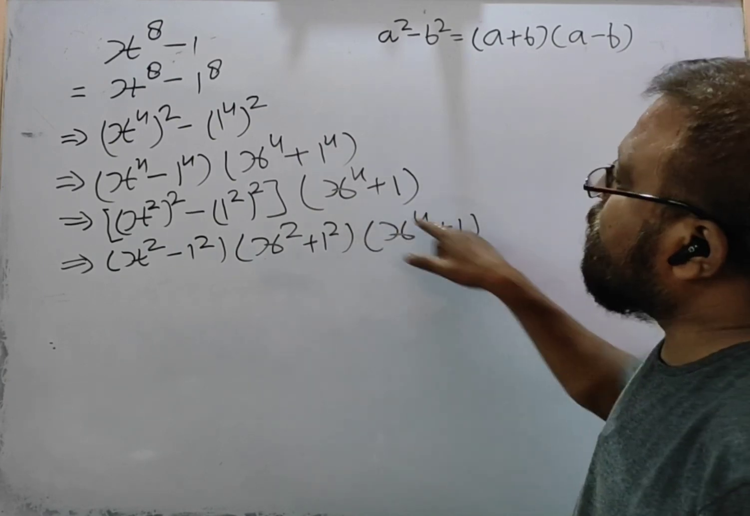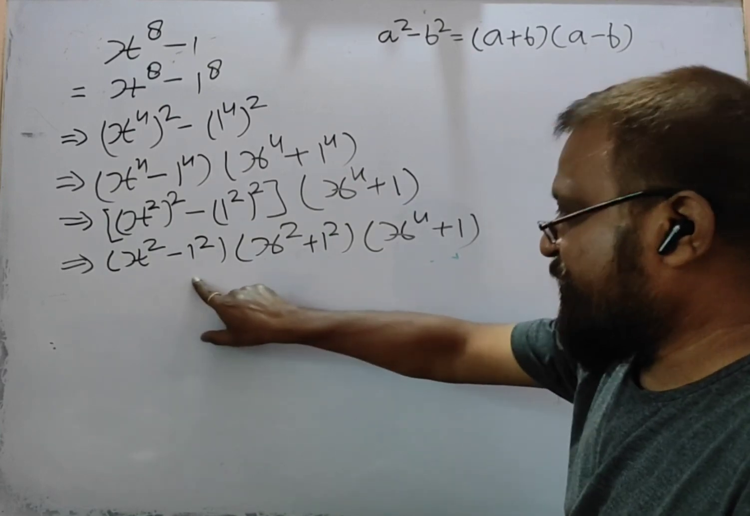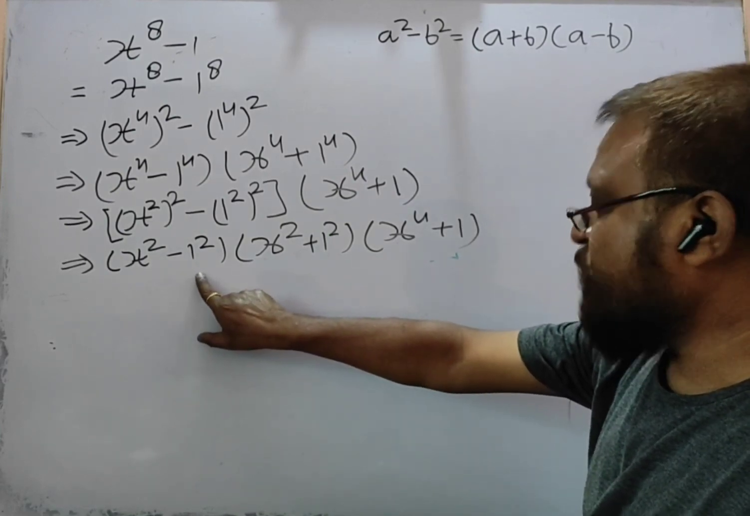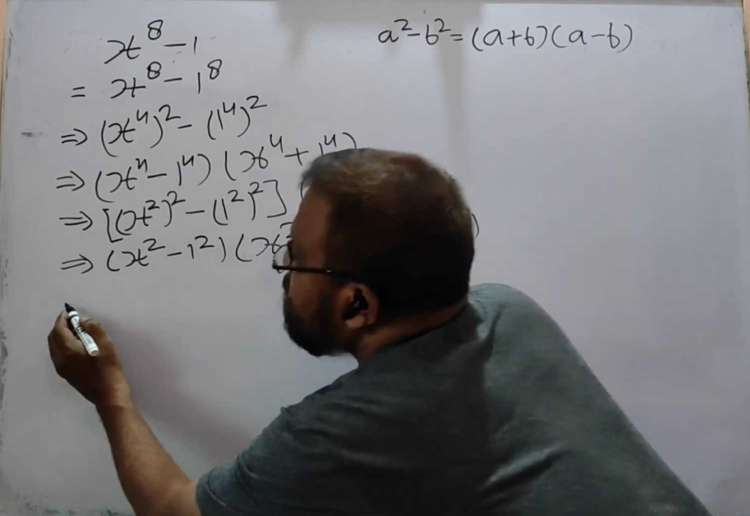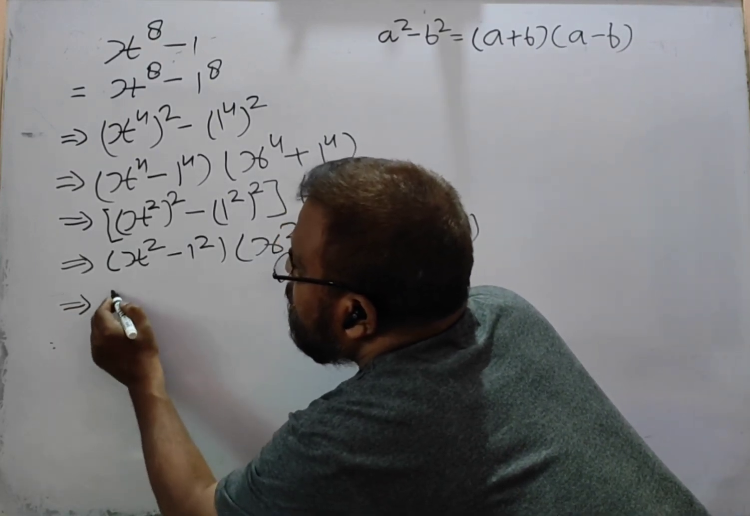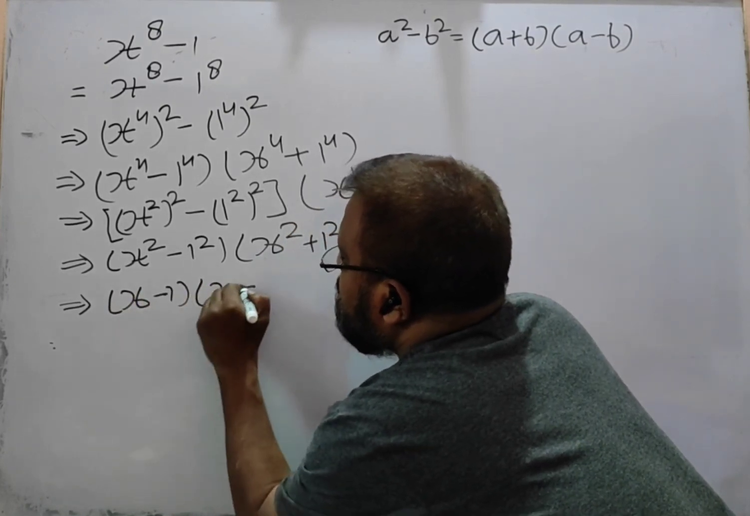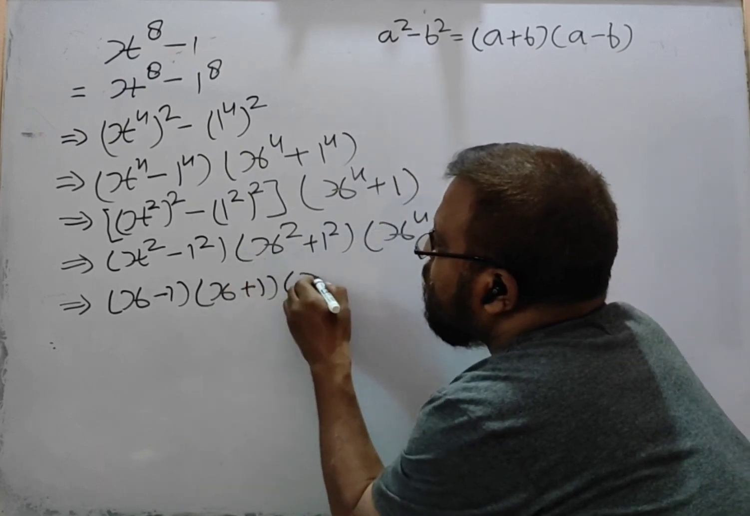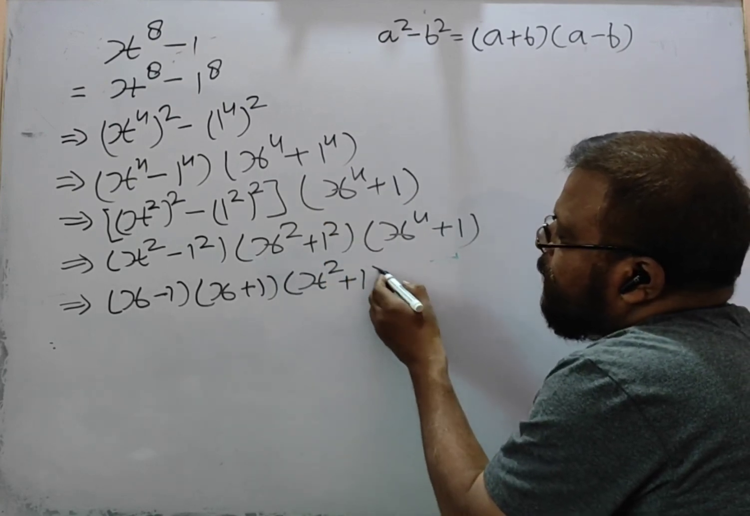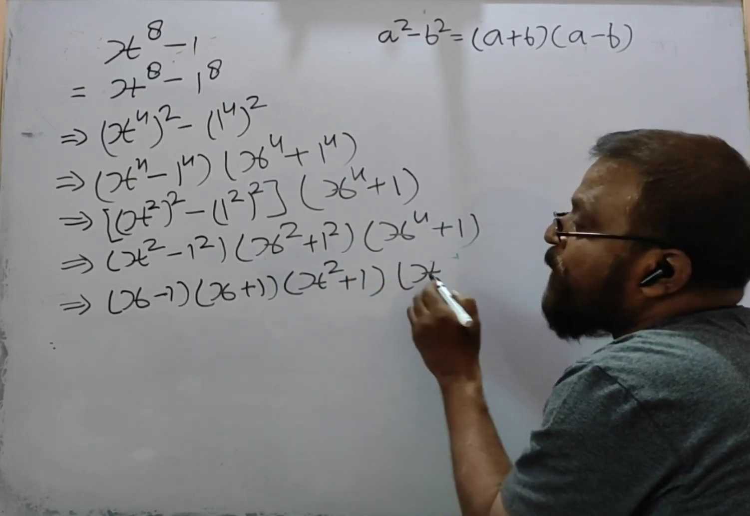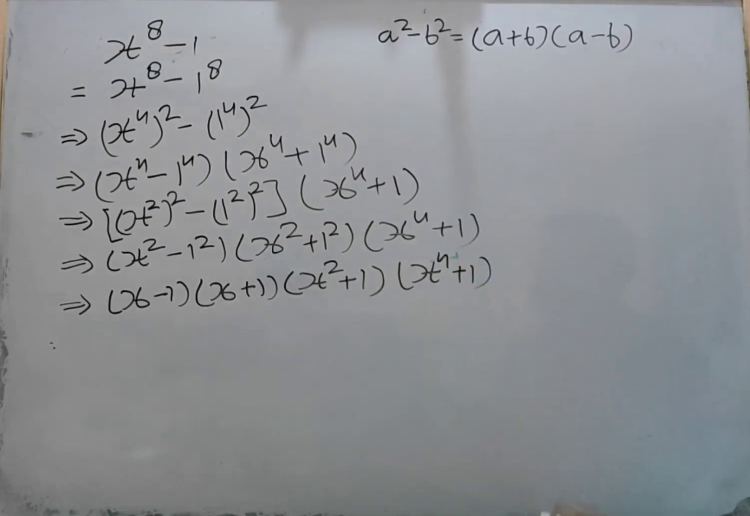This I copied. This is expansion. Again this can be expanded. X square minus 1 square, a square minus b square. So a plus b and a minus b. So it can be further expanded, and we can write it x minus 1 bracket x plus 1 bracket x square plus 1. Again 1 square is 1 bracket x raised to the power 4 plus 1. So this is your answer.